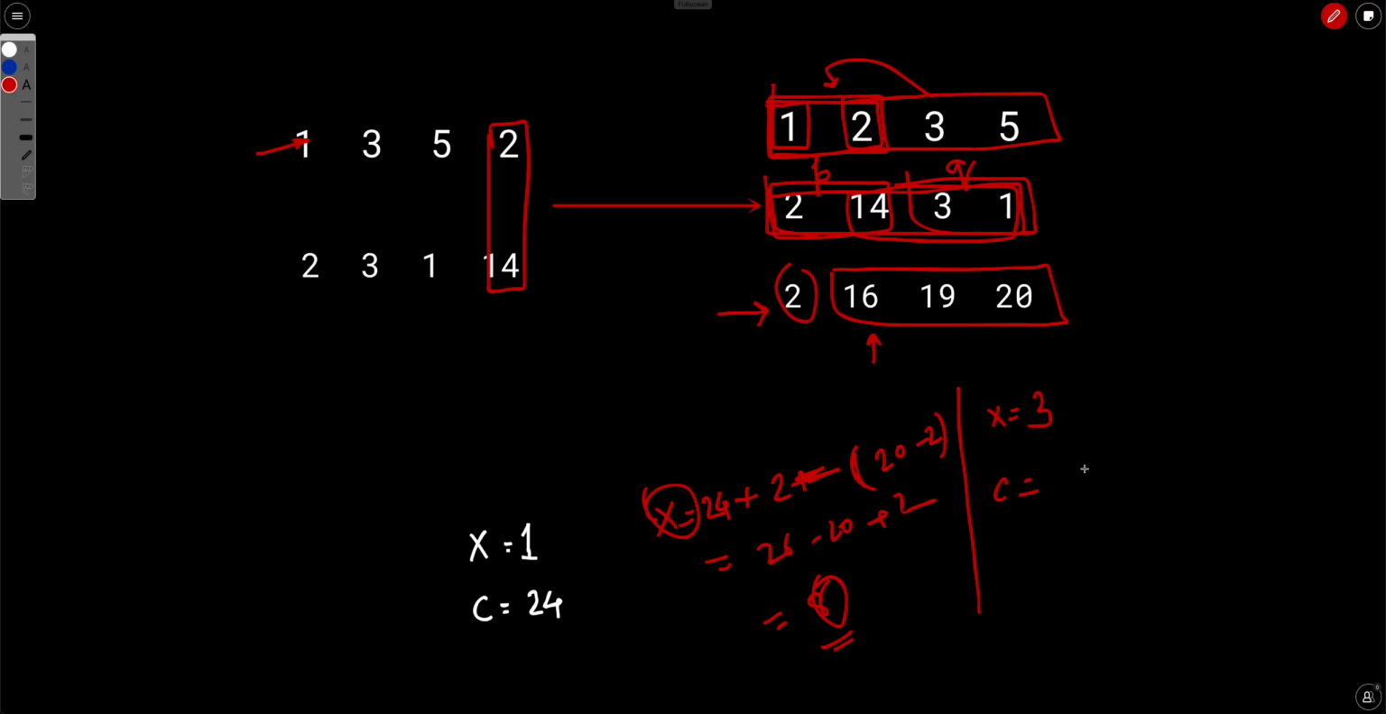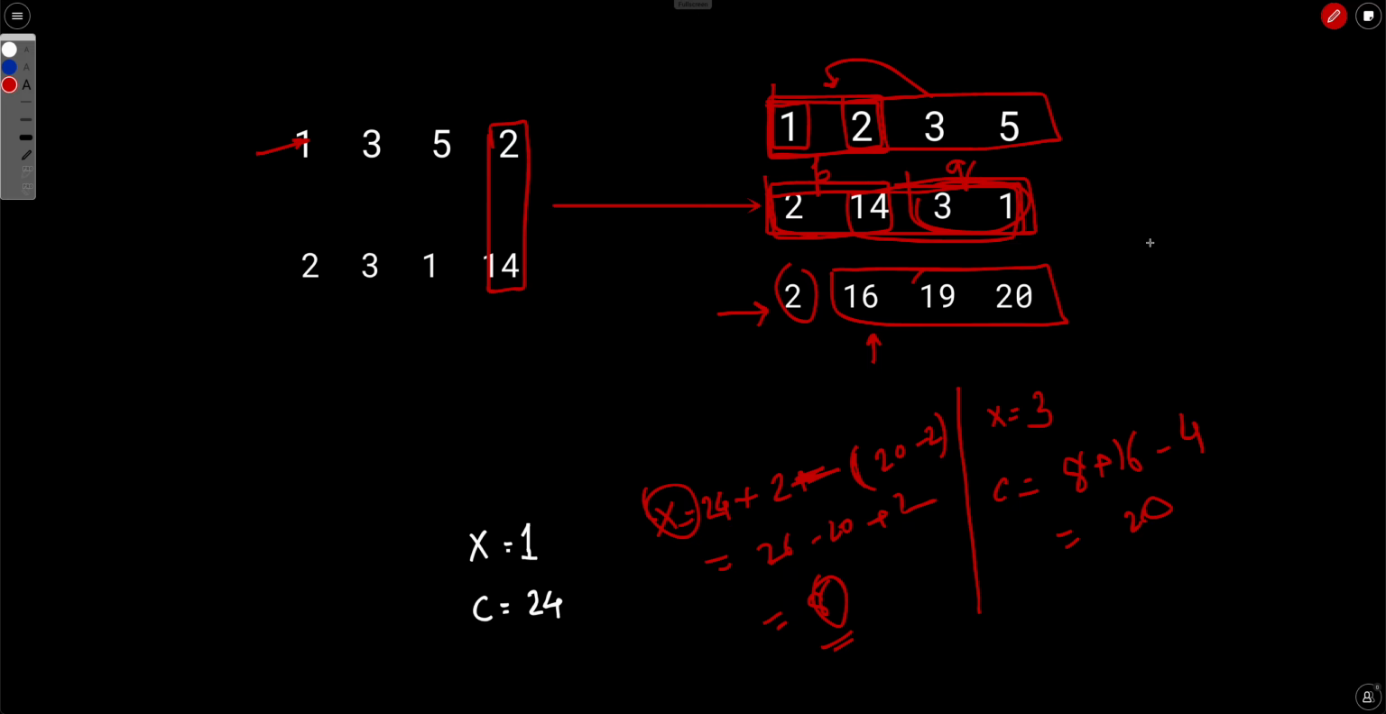So the cost was 8 initially, we will add 16, and then we will subtract q, which is this part, 20 minus 16, which is 4. Okay, so 8 plus 16 is 24, 24 minus 4 is 20. So the cost of moving everything to 3 is 20. Okay, so hope you get what we are doing.